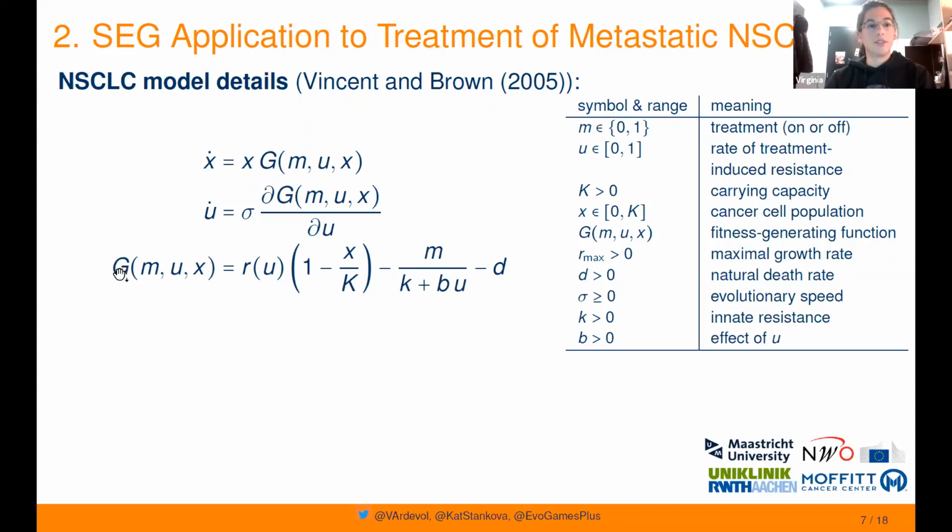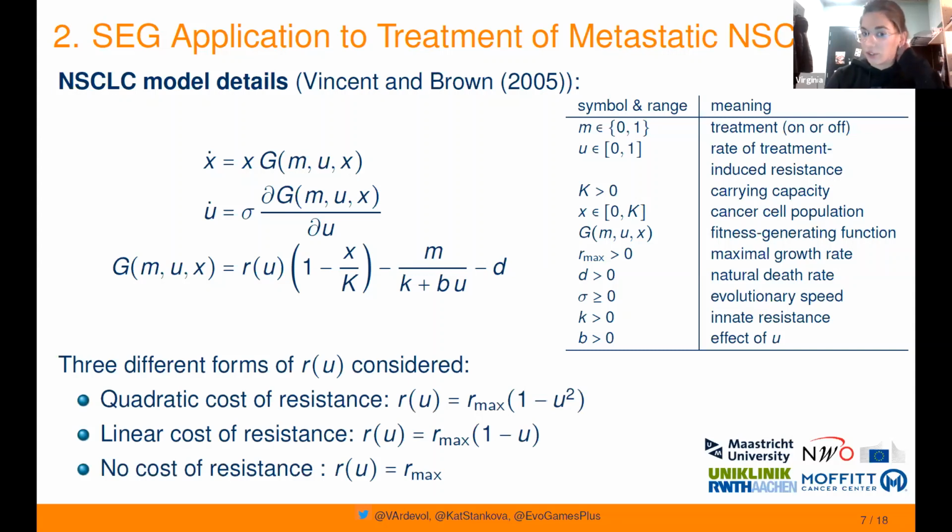And this is the specific shape that the G function takes in our case. The first term represents the logistic growth. The second term is the death by treatment, and D is the natural mortality rate. And here is the meaning of the parameters. Just one comment: M here is usually taken to be the dose of treatment, but in our case, since the dose of immunotherapy is not correlated to the effect, we only consider M to be 0 or 1, so 0 if there is no treatment and 1 if there is treatment.